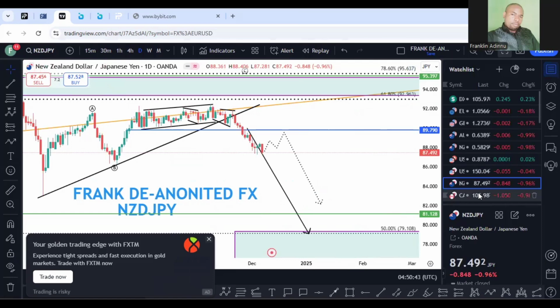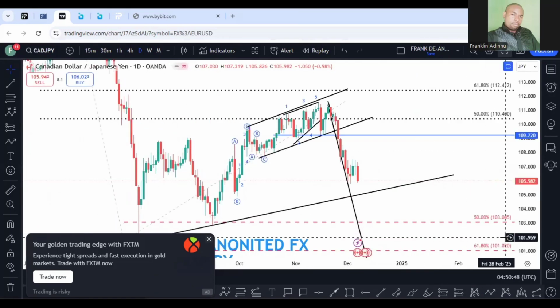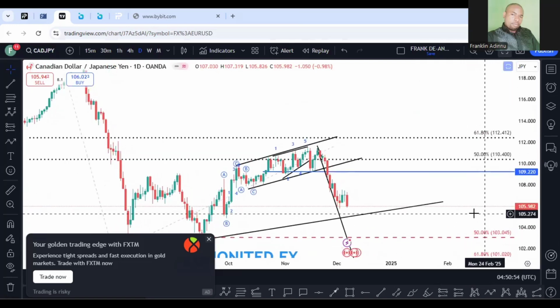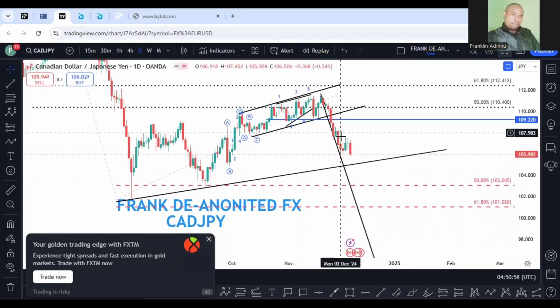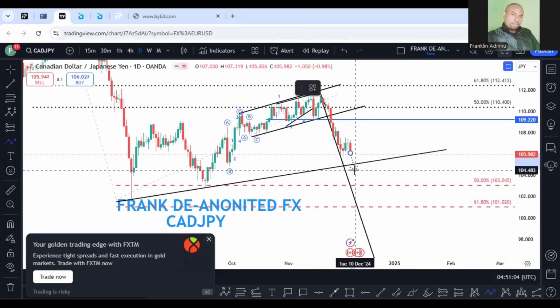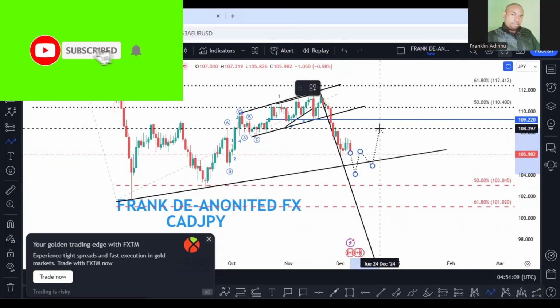This one goes to, okay, it's not yet. Okay, this is Canadian dollar. This is Canada. This is 4, this is 1, this is 2, this is 3, and this is 4, and 5 is coming. So when this 5 gets complete here, breaks this trend line a little bit, the correction will come.